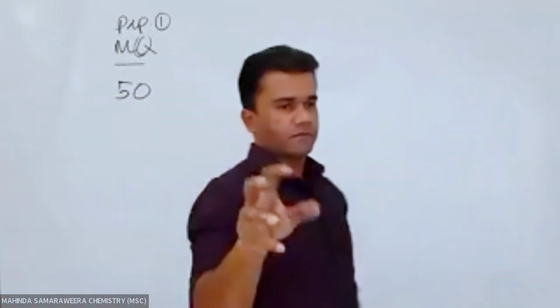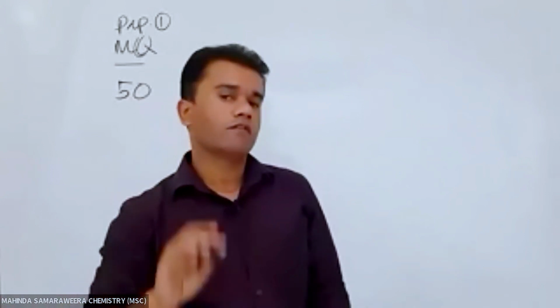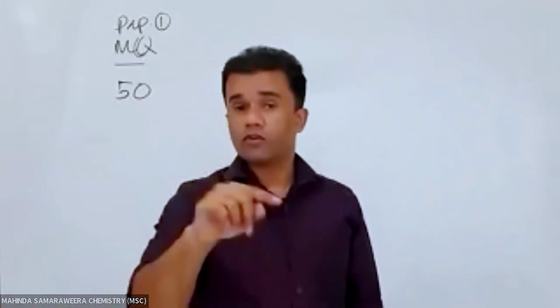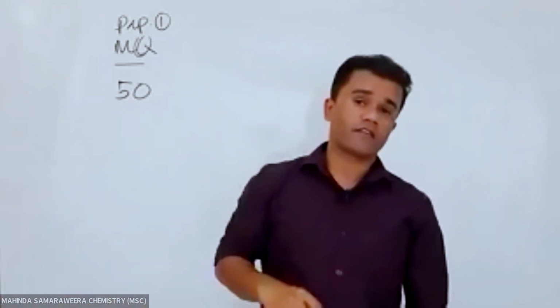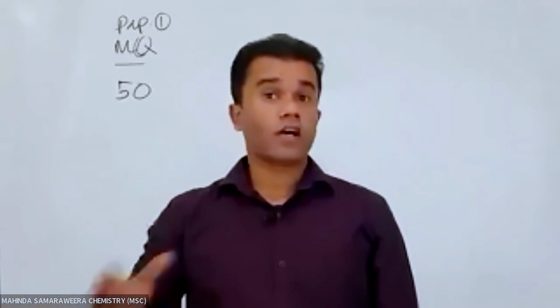In O-level, 40. Then in O-level, one MCQ has 4 options, 4 answers given. But in A-level, one MCQ will have 5 answers. That is good, Nick, because in O-level you had only 4 answers. Now you are given 5 answers.